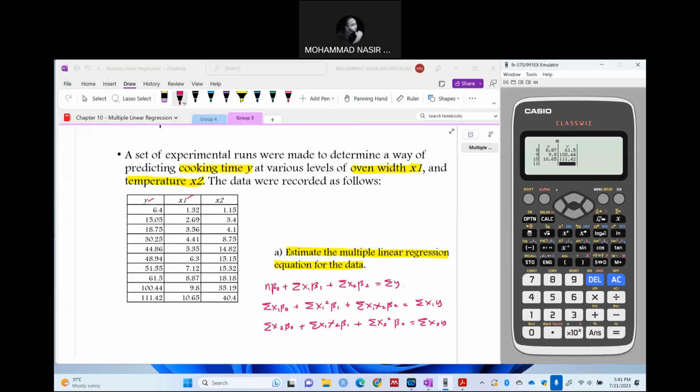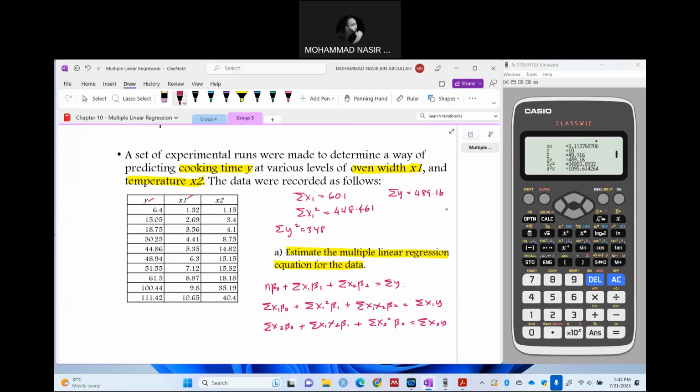So x1 and y, so what values can we get? So number 2, we can get summation of x1 equal to 60.1, summation of x1 square 448.461, and then we have summation of y equal to 489.16, summation of y square 34,883.8932, and last we need to have summation of x1 y equal to 3881.4465.